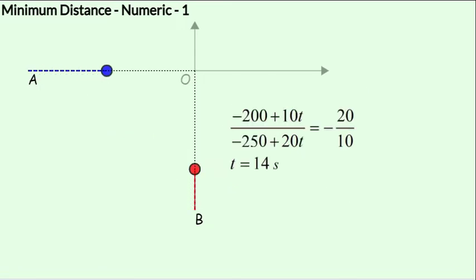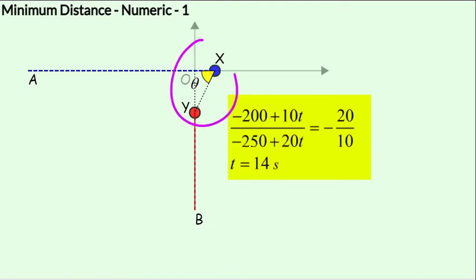From equations 1 and 2, by eliminating tan theta, we obtain the time as 14 seconds. So it takes 14 seconds for the balls to reach the minimum distance condition. You can see that the blue ball has already crossed over to the positive side of the x-axis, whereas the red ball continues to be on the negative side of the y-axis.